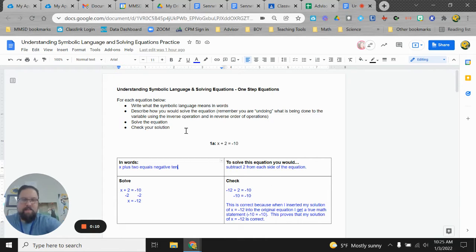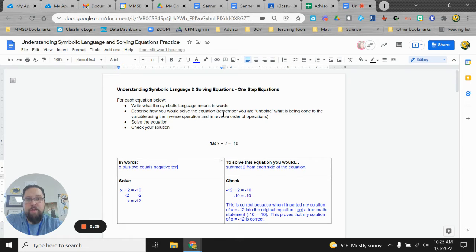So this is just designed as a little bit of a review that you see here for Thursday. It's called Understanding Symbolic Language and Solving Equations. It's just one-step equations. So for each equation below, you're going to do four things. Write what the symbolic language means in words. Describe how you'd solve the equation.